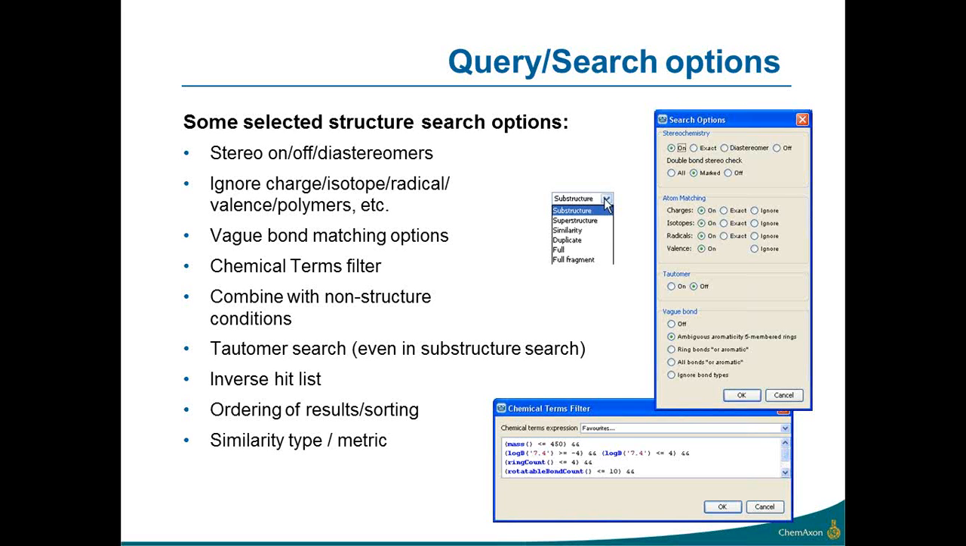Bond matching options are supported as well, so you can specify a bond to be a different type, any type, or just aromatic or aliphatic. You can use chemical terms filters. Basically, you can search for other properties which are associated with your compounds in a spreadsheet or in a database. You can do a tautomer search. You can keep the tautomer on and off, and you can search just for tautomer structures. You can do inverse lists, and so on.